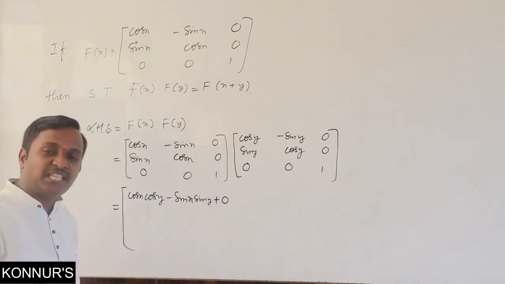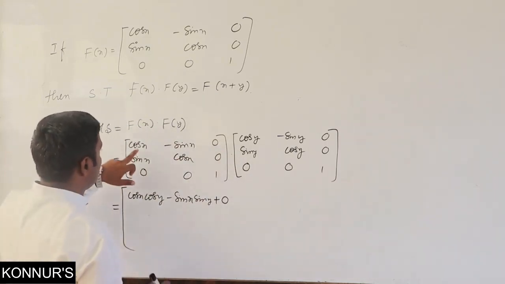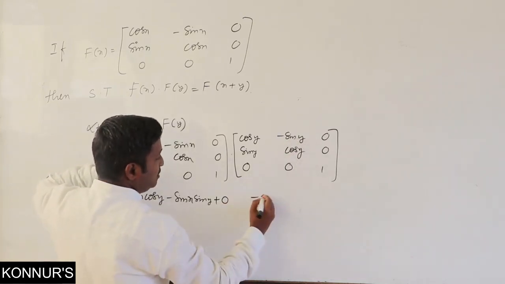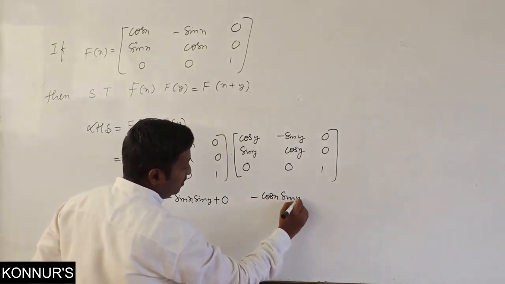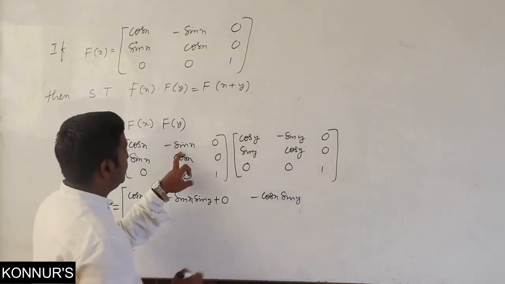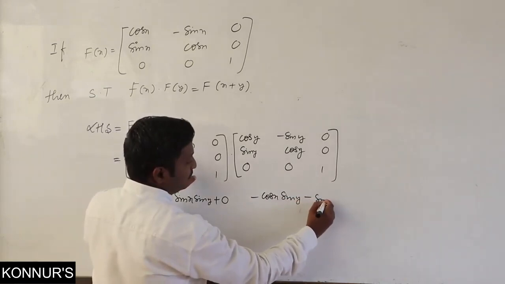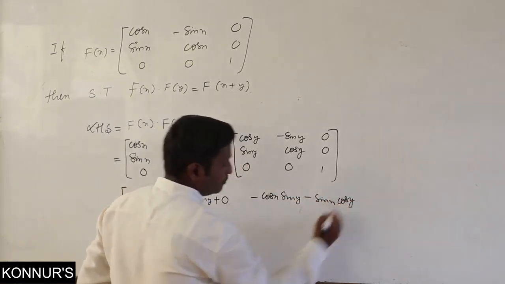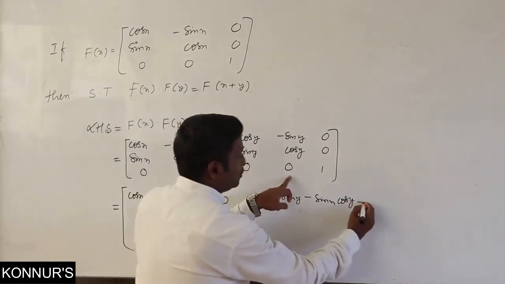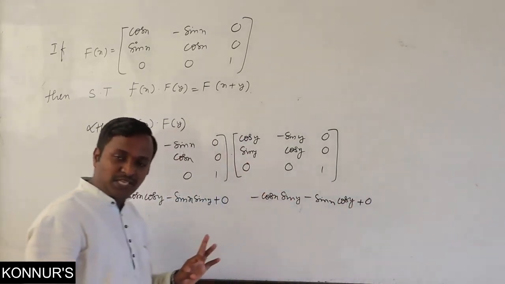Next, first row, second column. Cos x into minus sin y becomes minus cos x sin y. Next, minus sin x into cos y. Next, 0 into 0. This is the first row, second column.